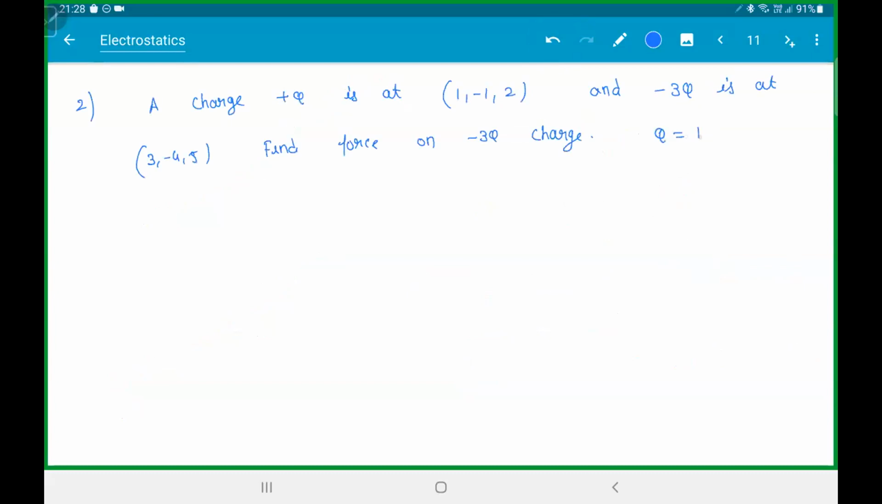The value of Q is 1 microcoulomb. I'll write it down directly. So Q is 1 microcoulomb, meaning 10 power minus 6 coulomb. That is the meaning of micro. Get this?